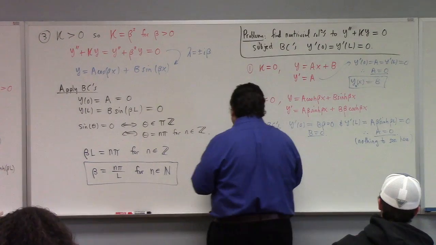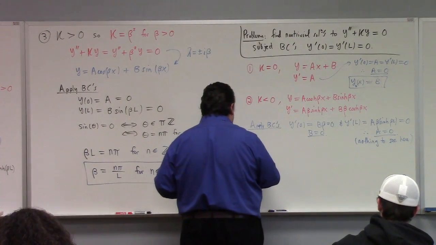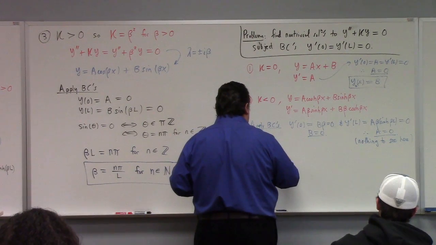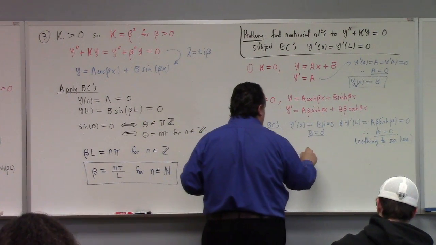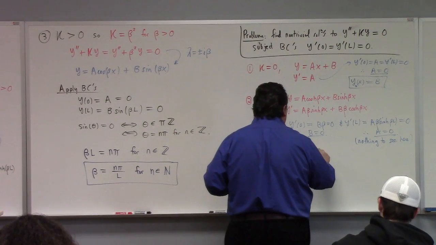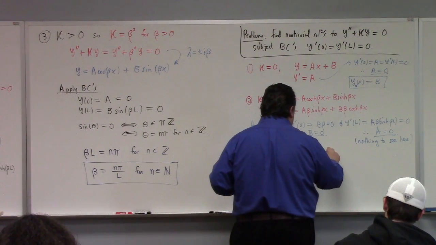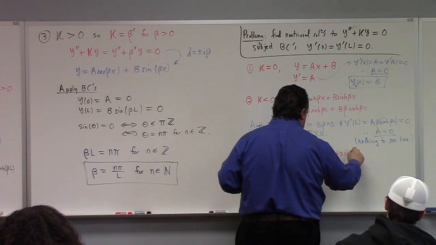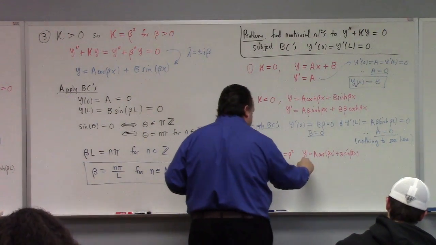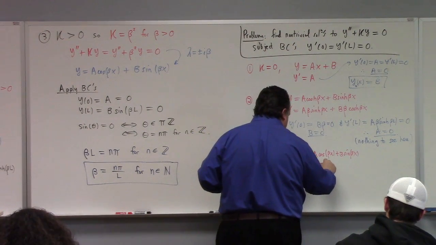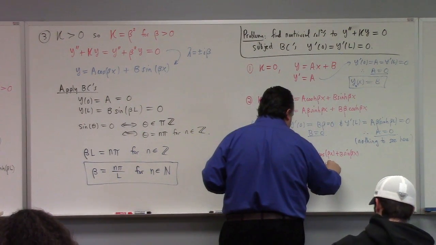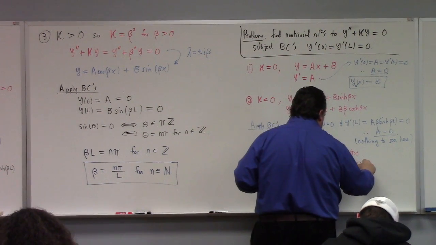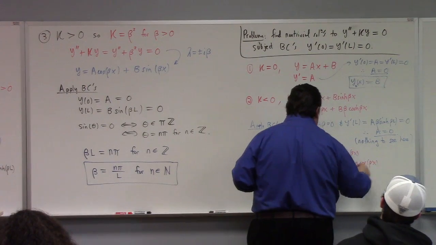Case number 3. All right, case number 3. We have k greater than 0. In other words, k is equal to beta squared. And we've got ourselves y equals a cos beta x plus b sine beta x. That makes y prime minus a beta sine beta x plus b beta cosine beta x by differentiation, right?